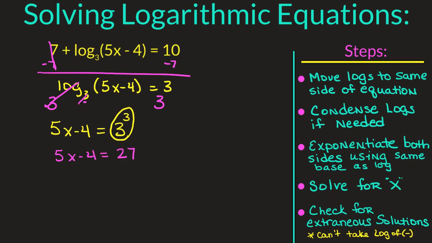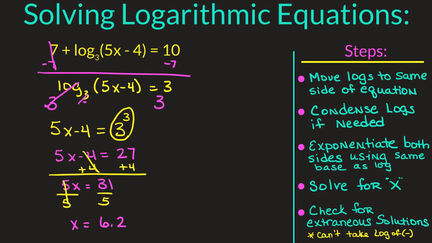Let's get x by itself. So we're going to add 4 to both sides. So now we have 5x equals 31. Divide both sides by 5, giving us x equals 6.2.